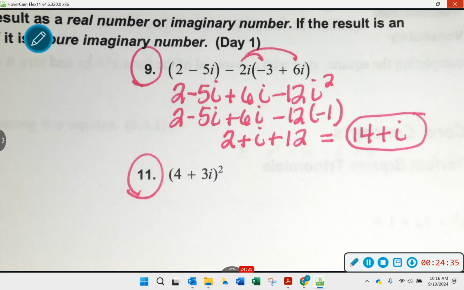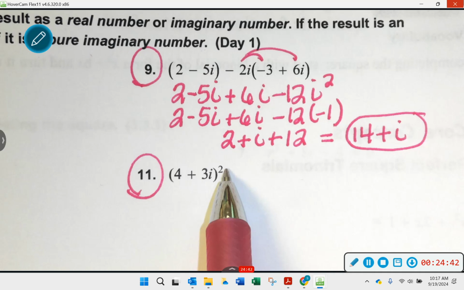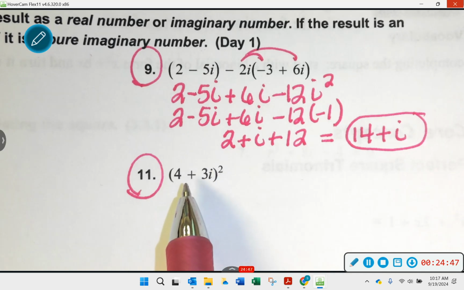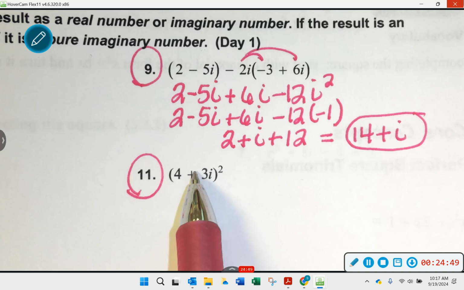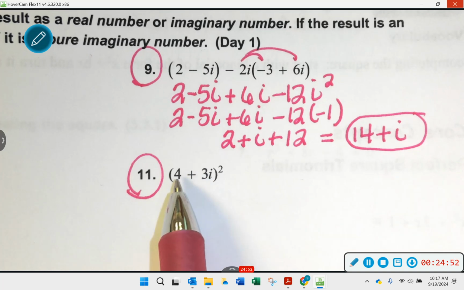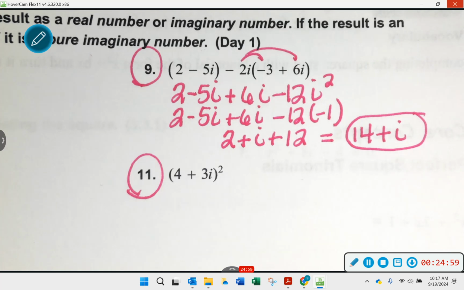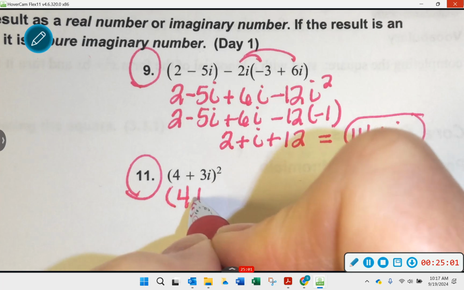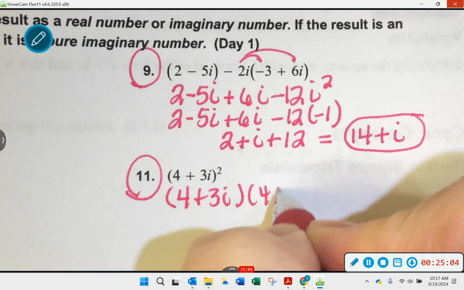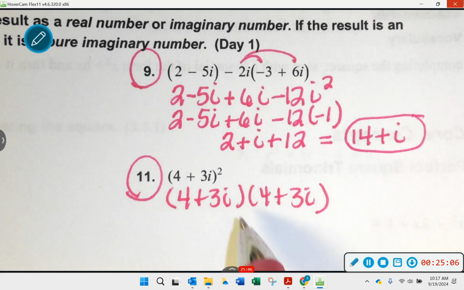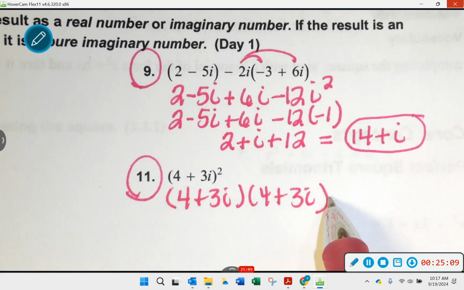And before you start number 11, I want to tell you the worst thing that you can possibly do that will upset me. Do not just square this 4 and square this 3i. That's a common mistake, but we cannot do that, you guys. If this had been multiplication, then we could just square them. But if it's addition or subtraction, what do we have to do on this one? Foil it. You have to write it twice and you have to multiply it out. You have to distribute all the way through.